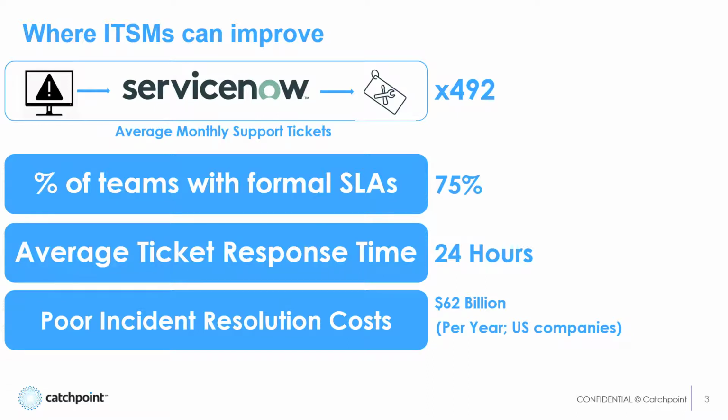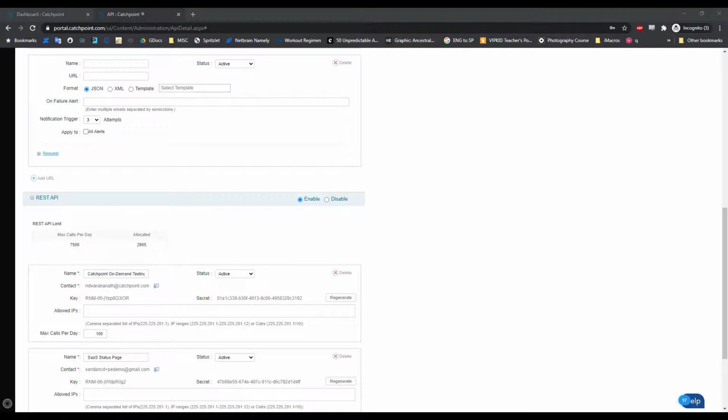So let's take a look at how to set it up and then what each of these tickets are going to look like. Here, I'm inside Catchpoint's API section on the client division that I want to get data from.